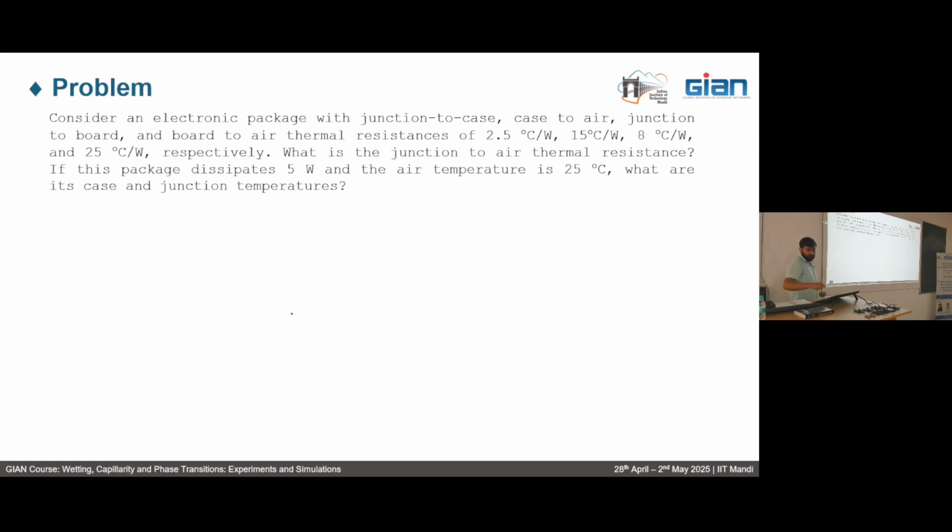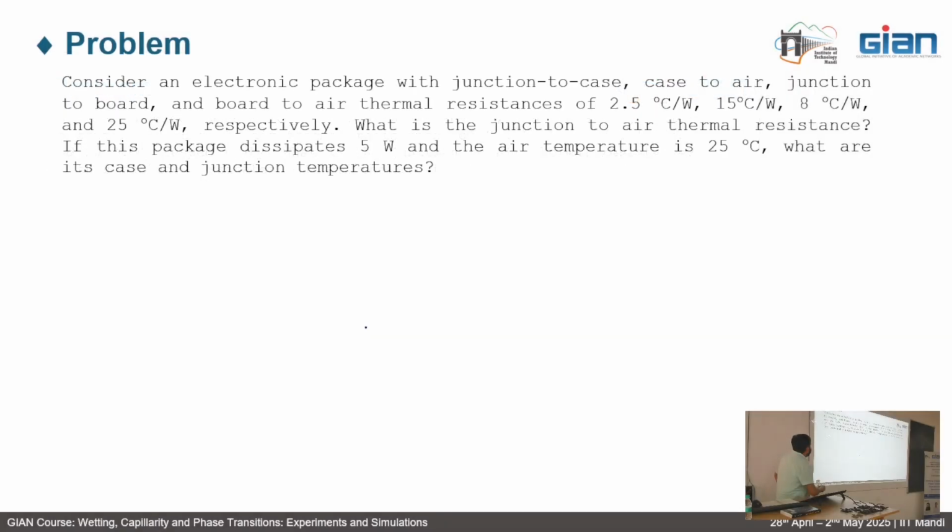So in this, what we have is an electronic package with junction to case, case to air, junction to board, and board to air thermal resistances given to us. They are 2.5, 15, 8 and 25. At the same time, I also want you to have a little bit of an idea of what these magnitudes are, because further we'll discuss liquid cooling, and there you will see that this will change. Whether it will be higher or lower, we'll see, but just have an idea about what these magnitudes are for the thermal resistances.